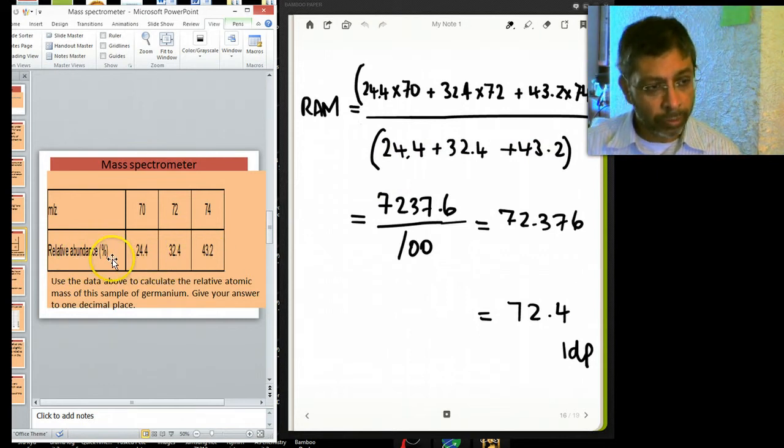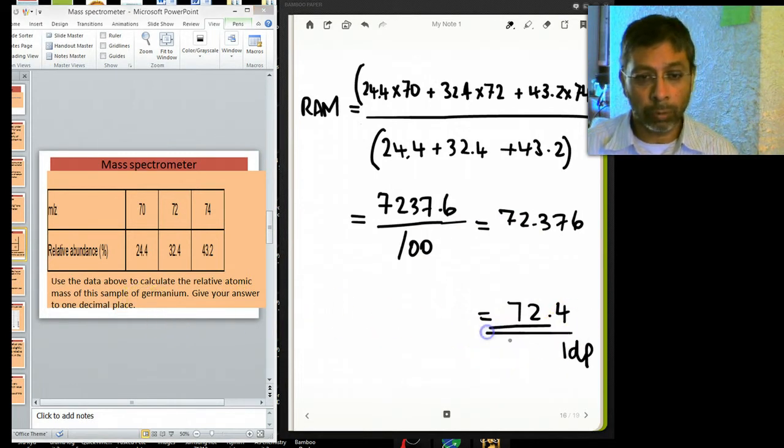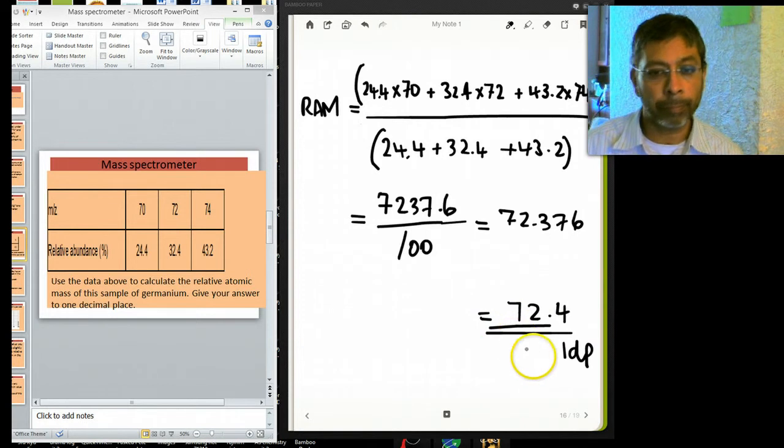Now if it says percentage, then you just divide by 100. It's got to add up to 100. If it doesn't say percentage, just relative abundance, then you need to add up all these figures here and put it underneath there, and you'll get an answer like that. It also says in your question, you need the answer to 1 decimal place, so you must make sure you do that, otherwise you may lose a mark in the exam.